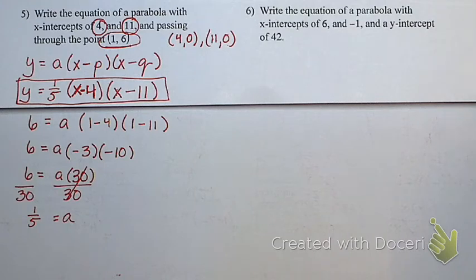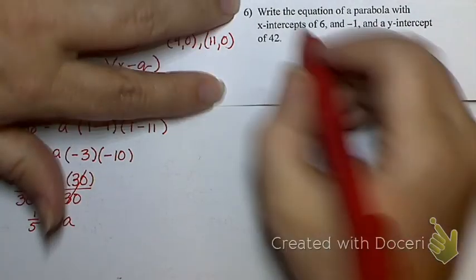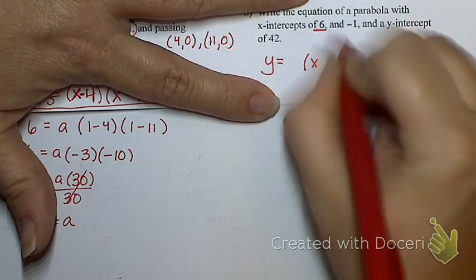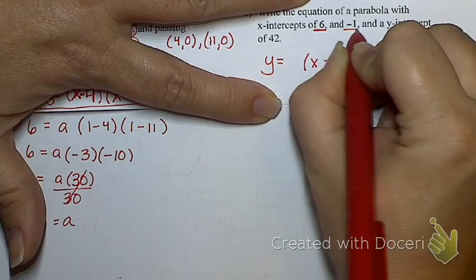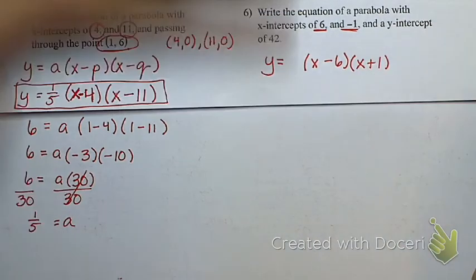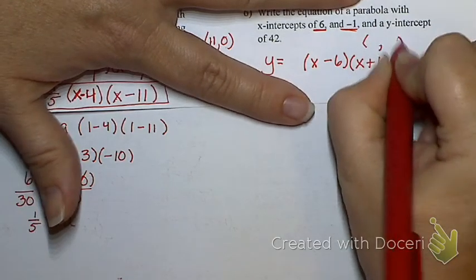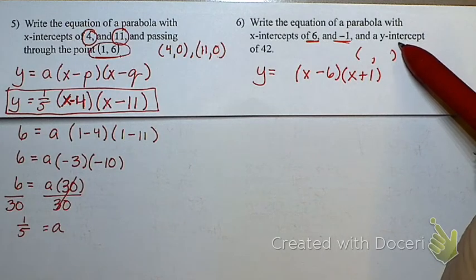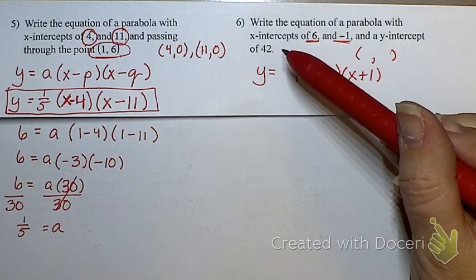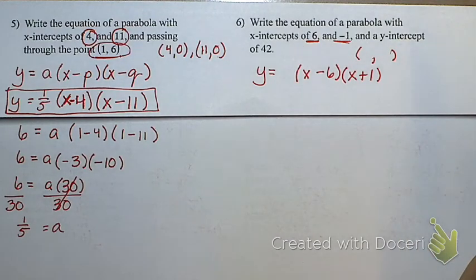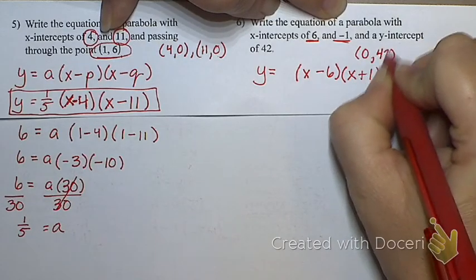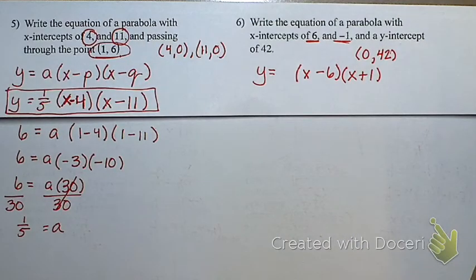Well, let's think about this for a minute. I know that I'm going to have y equals something, parentheses x what? Minus 6 and x plus 1. And I need to know what is my coordinate point to plug in. What's my other point? Well, if they're telling me that I have a y-intercept of 42, that's kind of a backwards way of giving me a point. Because a y-intercept of 42 is the point (0, 42). Okay, that makes sense. So they are giving me a point, it's just not as clear as it was in the last one.